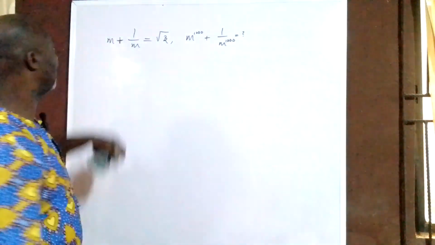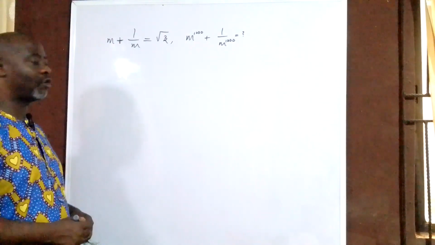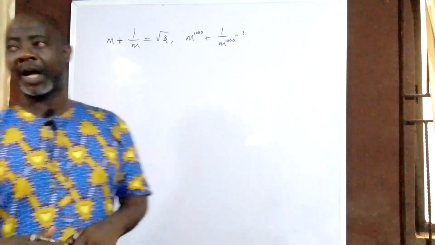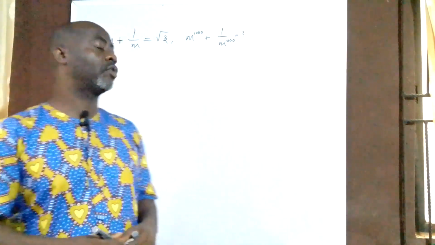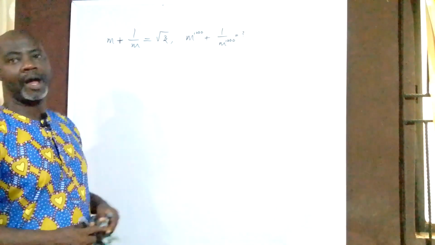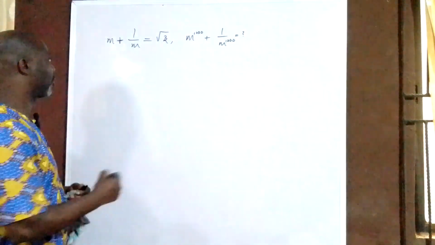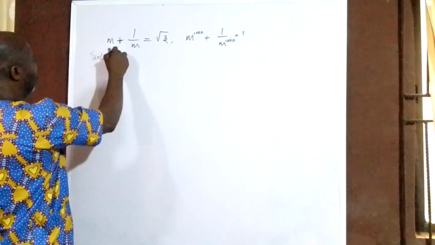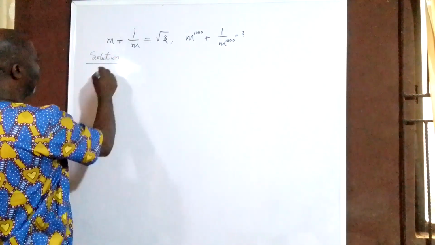Today we have this problem to solve, and it's an algebraic problem and also an Olympiad type question. Okay, so let's see how we approach this type of problem. So we have the solution, and then I bring down the question.